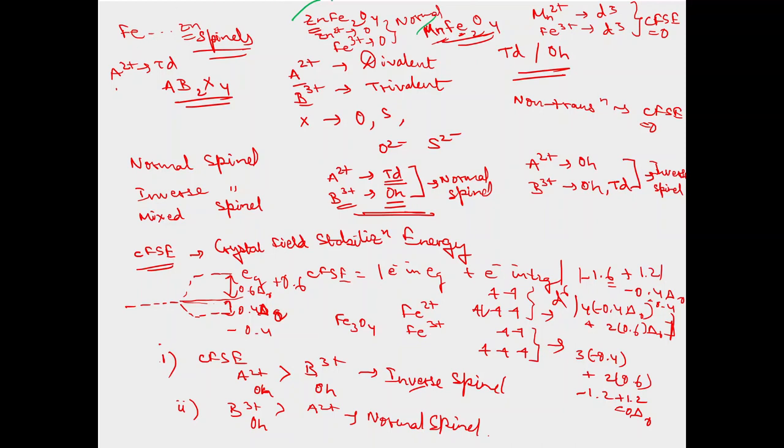Zn is smaller than Fe. So here A2 plus is going to tetrahedral and B3 plus is going to octahedral, so it is a normal spinel structure. Whereas for MnFe2O4, everything is the same, but we can't compare their sizes because manganese and iron have comparable size. Therefore, in this case, it will show a mixed spinel structure. This is the complete thing.